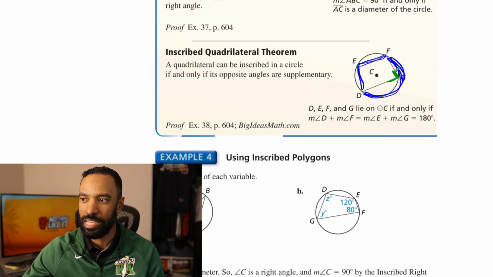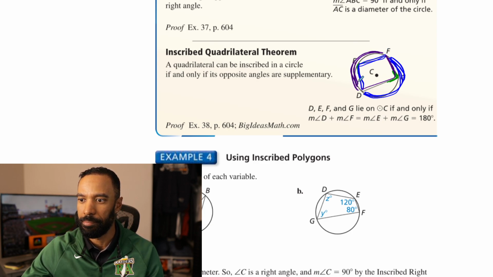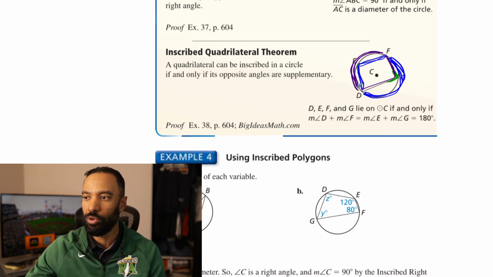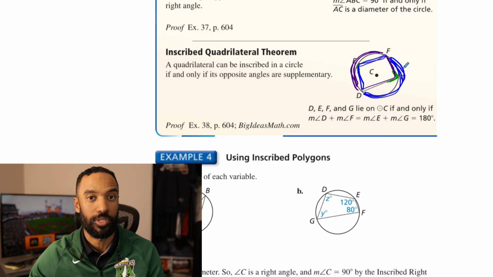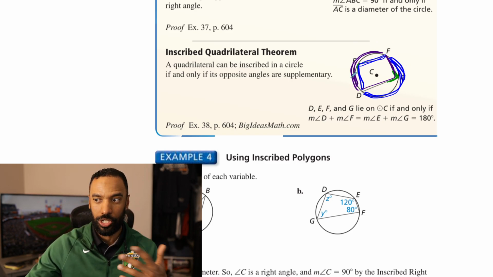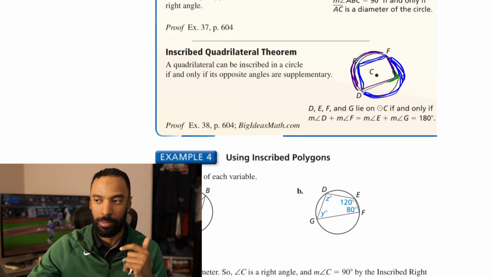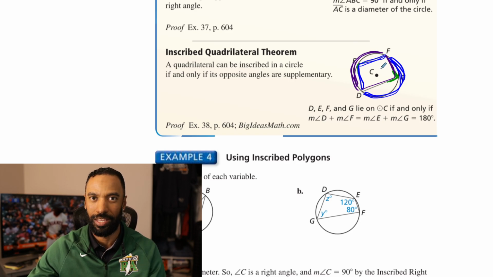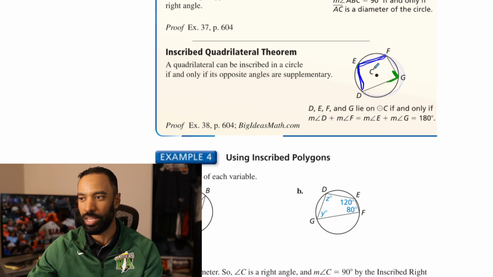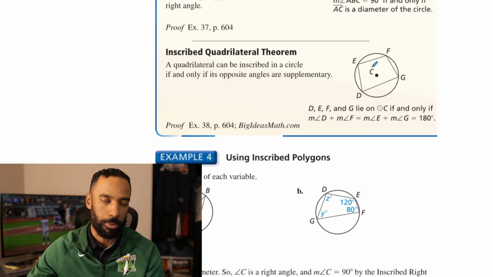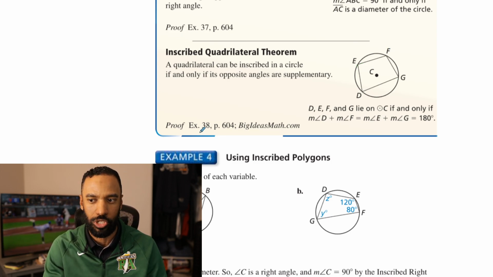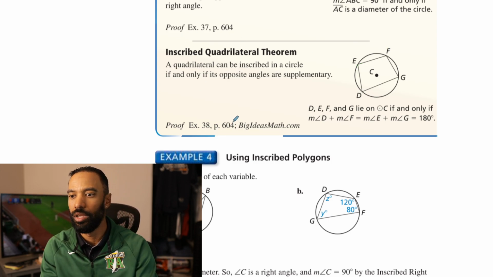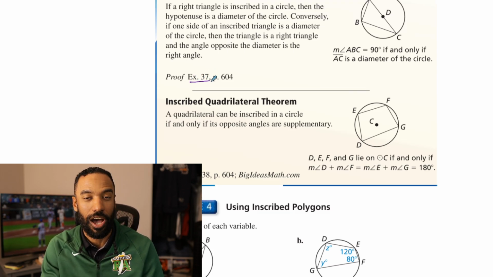Now take a look at G's intercepted arc right here. What do you notice about the sum? This is probably the proof, but what do you notice about the sum of this arc plus this arc? It's the entire circle, which is 360. Well, if each inscribed angle's intercepted arc adds to 360, then half of that is these two angles, which will then add to 180, which is cool. And that's going to be true for all of those angles in an inscribed quadrilateral. That is the proof, saying it in some way. They're going to have us do it, sounds like, later. And it looks like I did this proof as well, at least the converse.